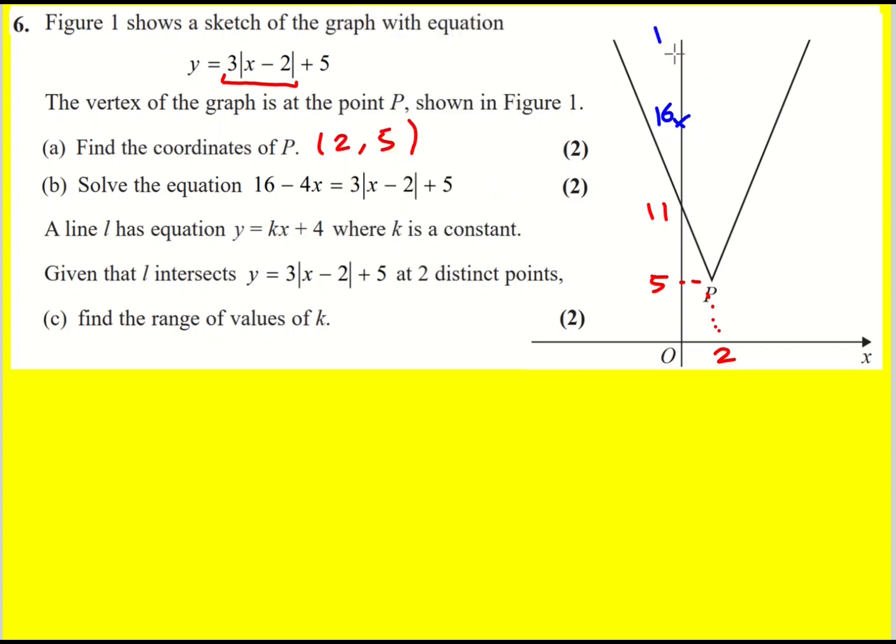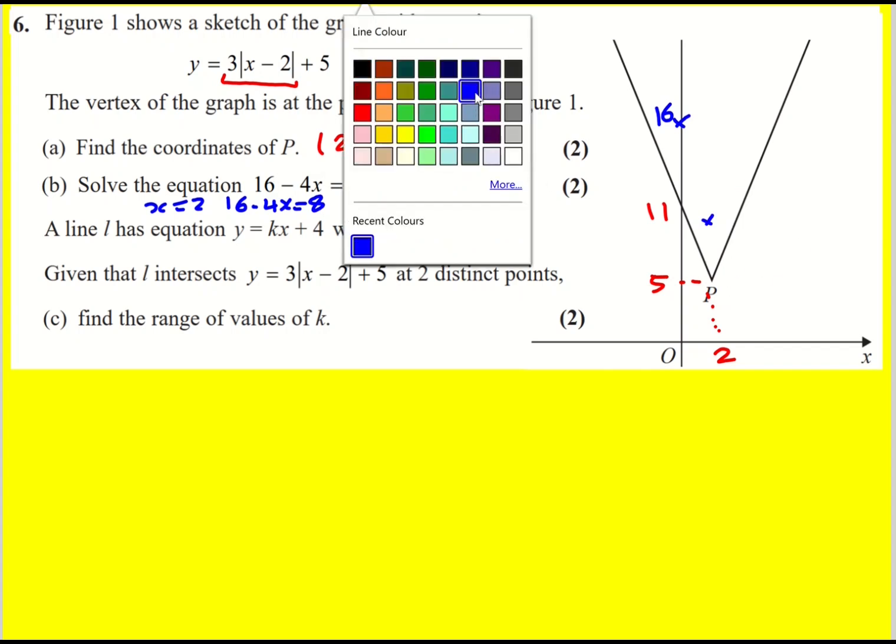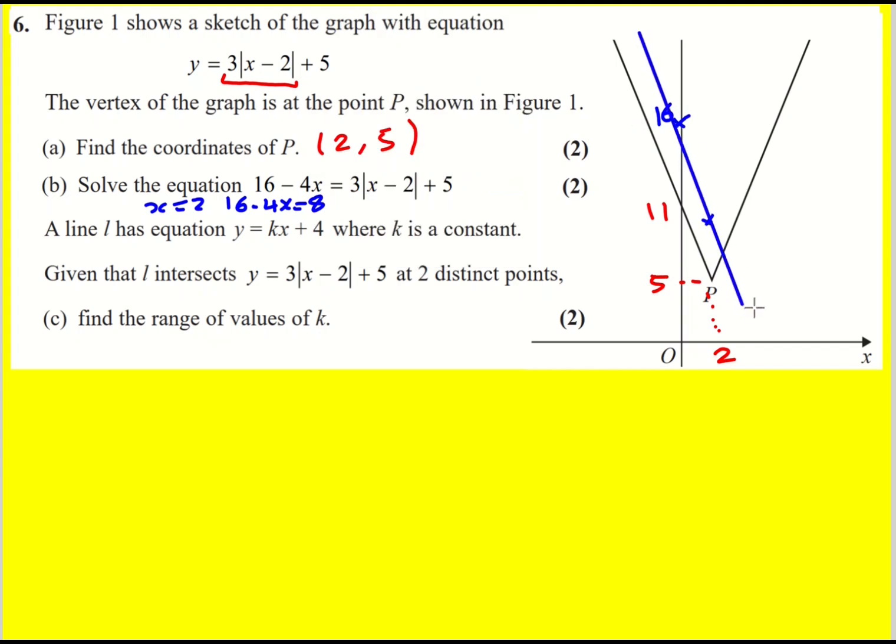But the question still arises, is it going to cut through before that turning point or after? Well, we can do a little check here. We could substitute in x equals 2. Then we're going to get 16 minus 4x equal to 8. So I know that it's going to be above the turning point, and that means that it's going to cross after the turning point.